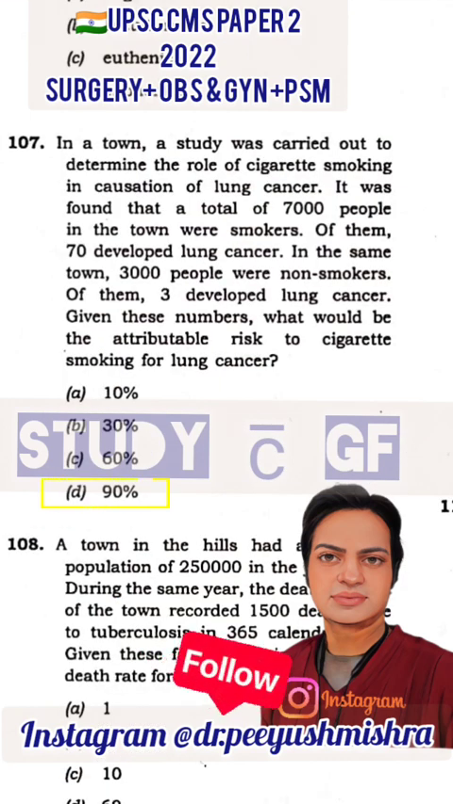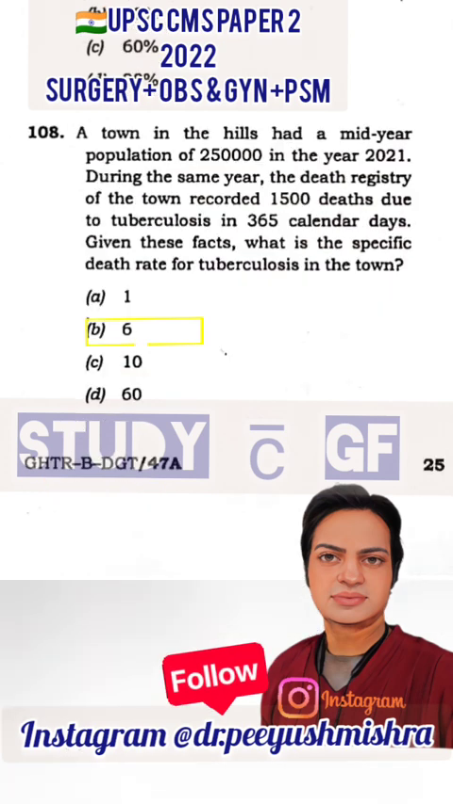In a town, a study was carried out to determine the role of cigarette smoking in causation of lung cancer. It was found that a total of 7,000 people in the town were smokers. Of them, 70 developed lung cancer. In the same town, 3,000 people were non-smokers. Of them, 3 developed lung cancer. Given these numbers, what would be the attributable risk to cigarette smoking for lung cancer? 90%.